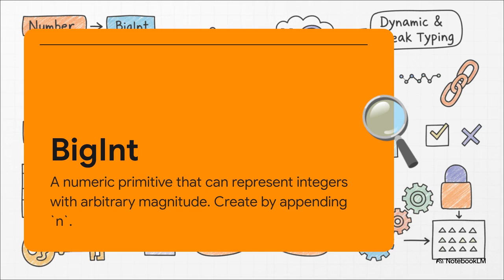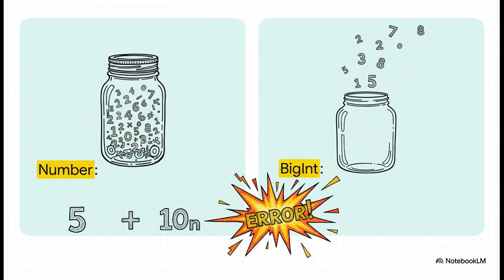It's a totally separate numeric type built for one thing, handling integers of any size you can imagine. And creating one is super easy. You just stick an n on the end of a number. So, what's the bottom line here? Number has a limit, BigInt doesn't, practically speaking.